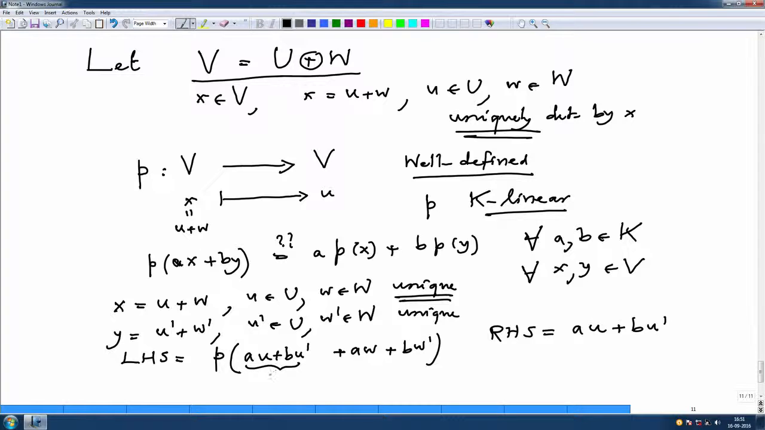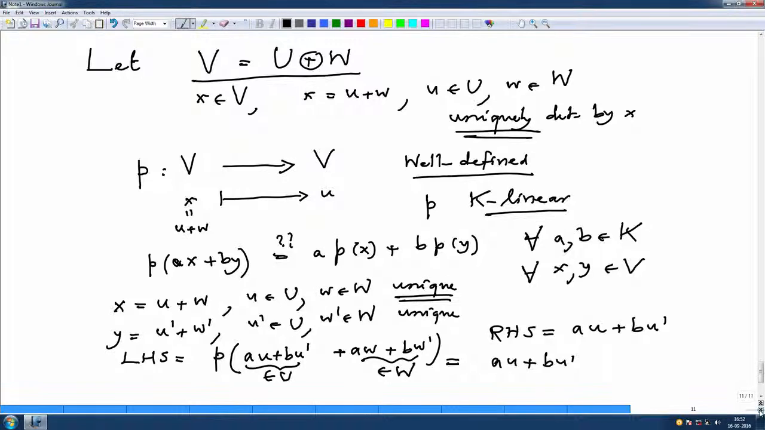Now this is in U because U is a subspace. This is in W because W is a subspace, and because this sum is direct, they will be uniquely determined by x and y, because U is uniquely determined, U prime is uniquely determined, W prime are also uniquely determined. So by definition of P, this is nothing but the first component, that is AU plus BU prime, but that is also RHS. So that checks the linearity of P. So such a map is called a projection.